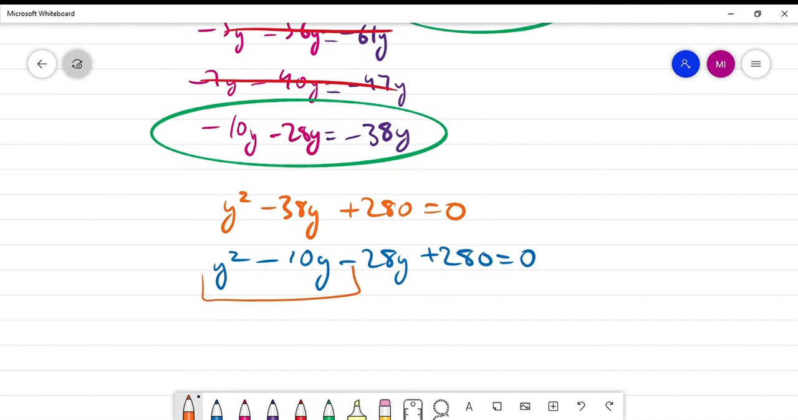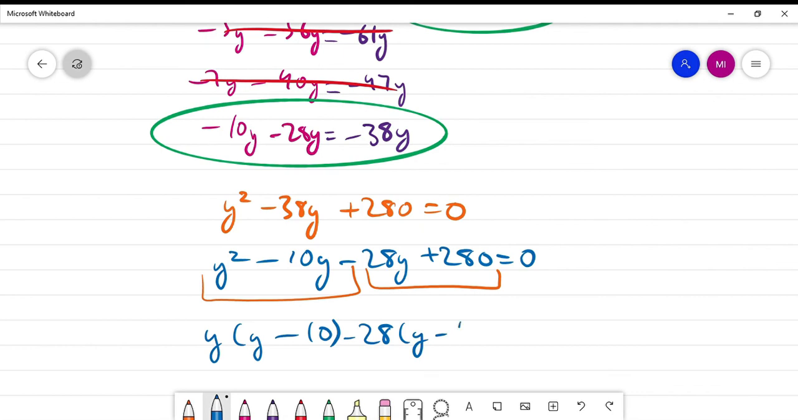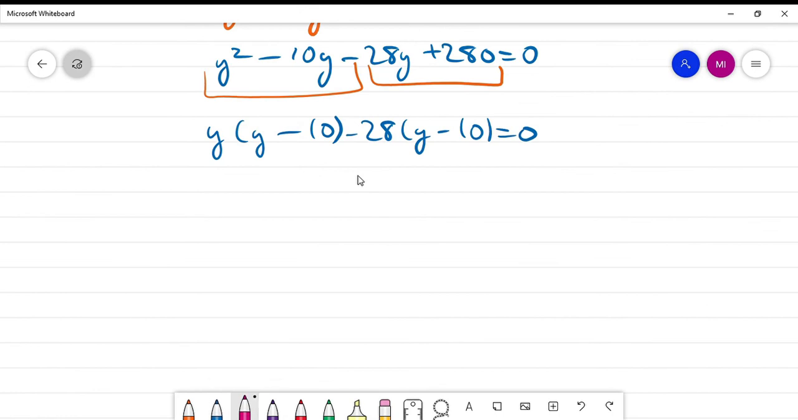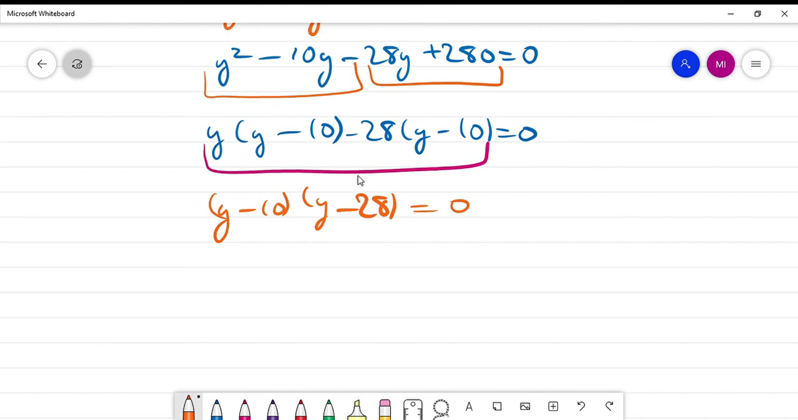Right over here, let's take y common, y into y minus 10. And right here, let's take negative 28 common, negative 28 into y minus 10 is equal to 0. Now on the left hand side, let's take y minus 10 common, y minus 10 into y minus 28 is equal to 0. Since the product is 0, one of them has to be 0, but we don't know which one.